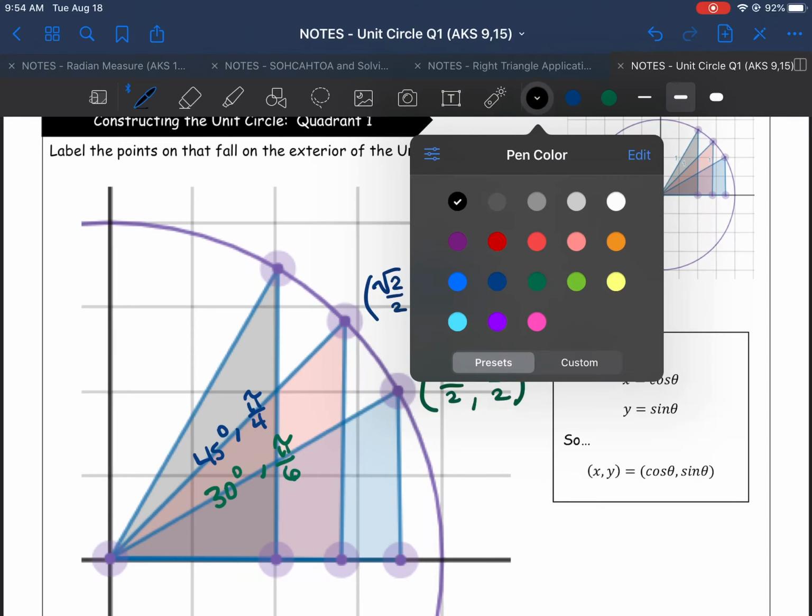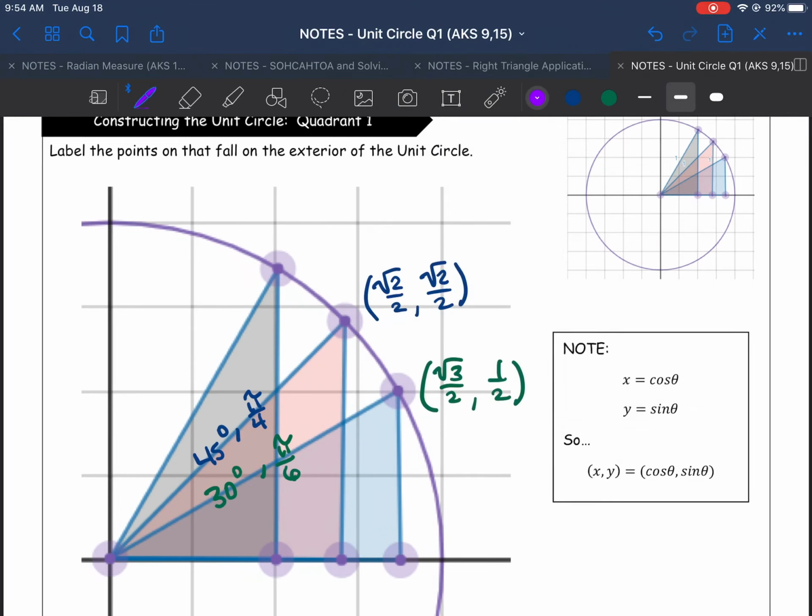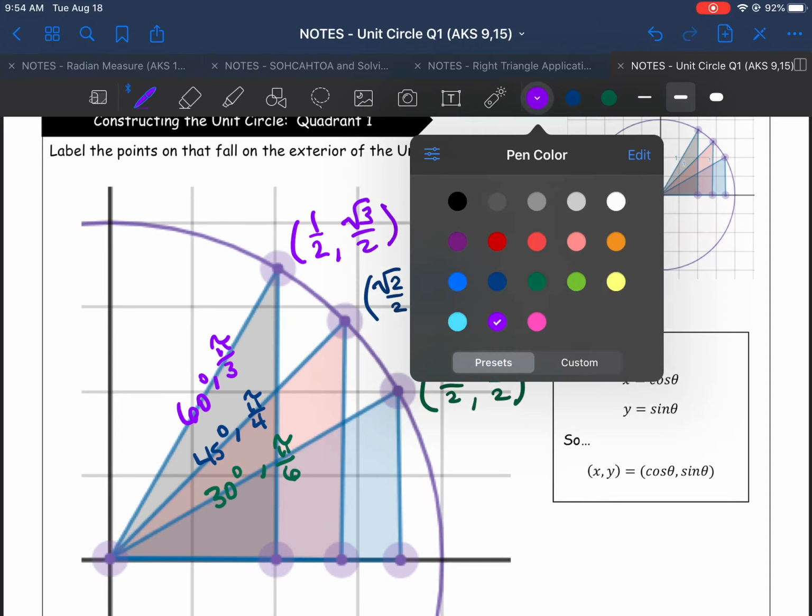And then lastly, we had another 30, 60, 90 triangle, and the angle that we were looking at in the special right triangles was the 60-degree angle, which if we converted 60 degrees to radians, we would get pi over 3. The cosine of 60 degrees, as we saw in the previous page of our notes, was 1/2, so that's our x value. And the sine of 60 degrees gave us square root 3 over 2, which would be our y value here.